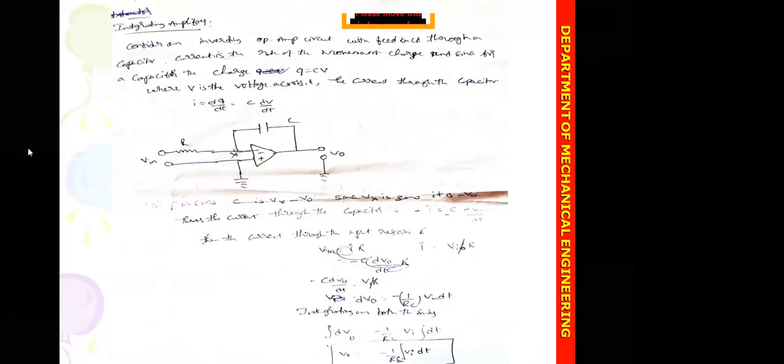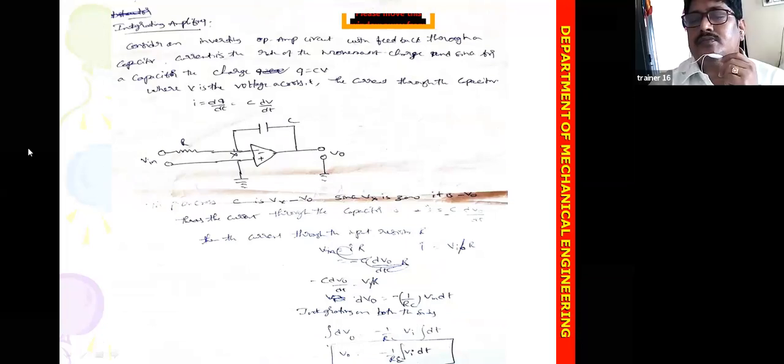Next, we'll go for the next slide. Integrating amplifier. In the integrating amplifier, here in the feedback path, in the previous summing amplifier and inverting amplifier, we arranged a resistor RF. But here we are arranging a capacitor in the feedback path from the output to the input, that is the inverting end.